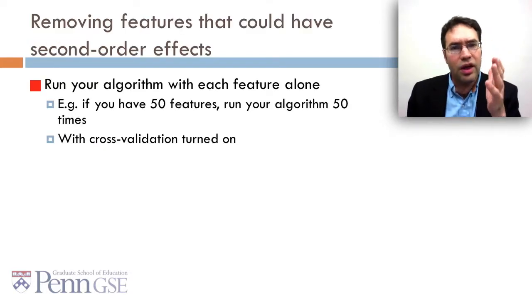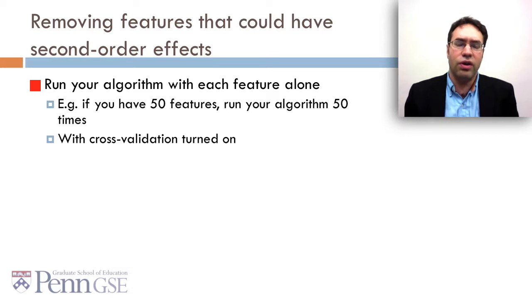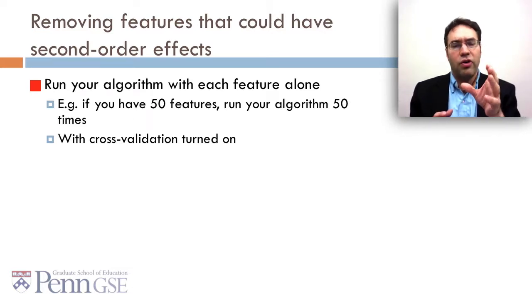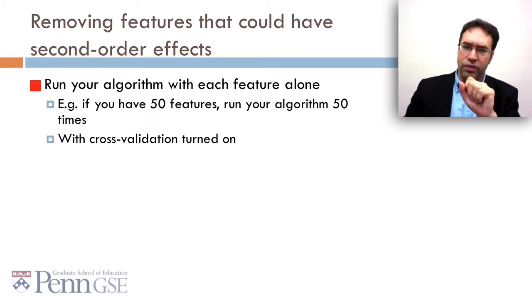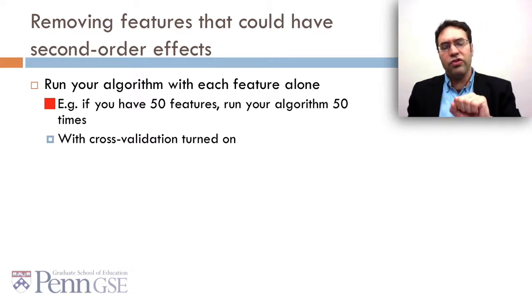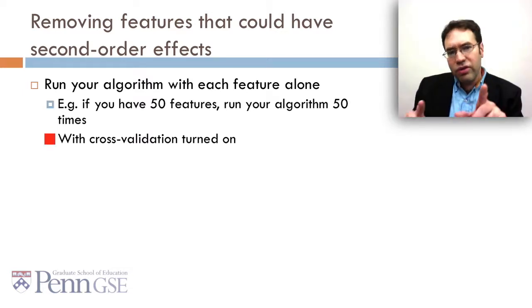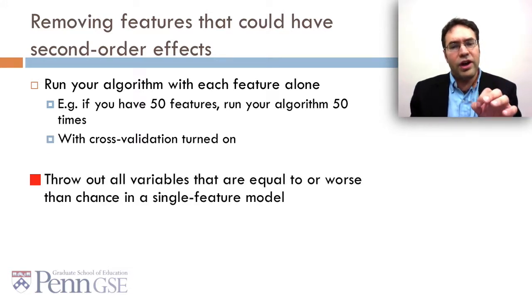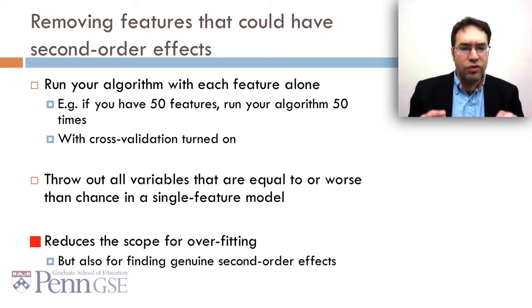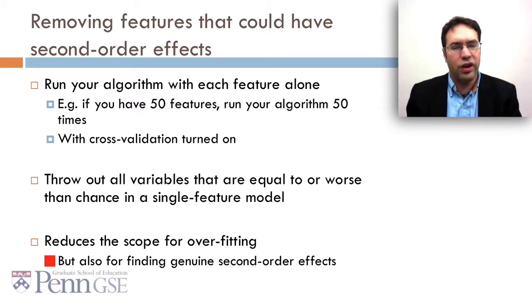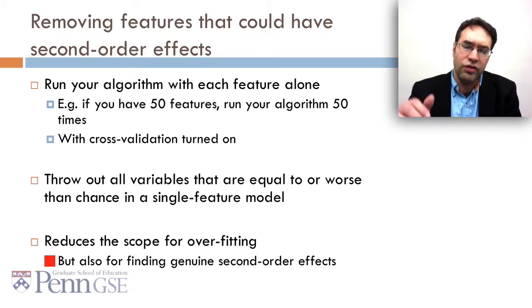Moving on. Another thing you can do is remove features that could have second-order effects. When you do this, you run your algorithm with each feature alone, so single feature models. So in other words, if you have 50 features, run your algorithm 50 times. And do that with cross-validation turned on. Then you throw out all variables that are equal to or worse than chance in a single feature model. This reduces the scope for overfitting, but it also reduces the potential for finding genuine second-order effects. So this is a conservative choice that may lead to less overfitting, but may actually lead to less true positive fitting.